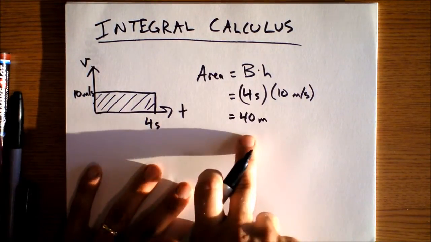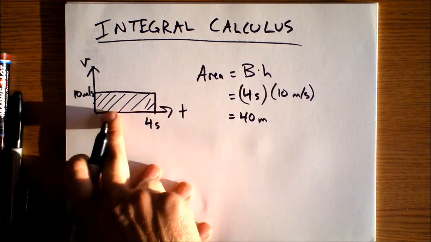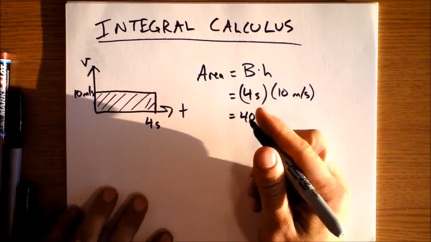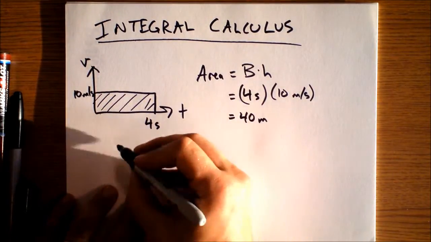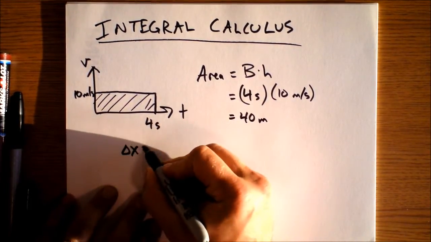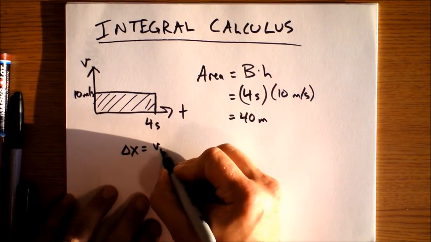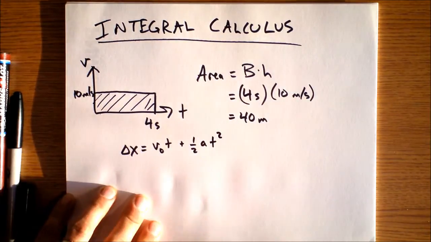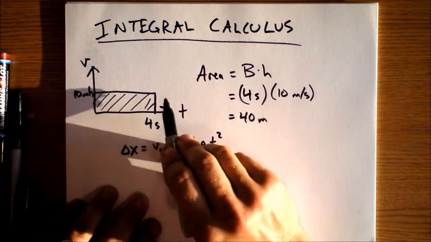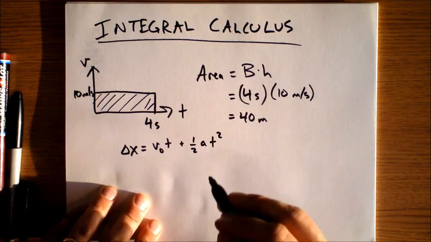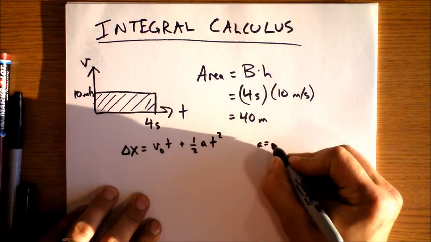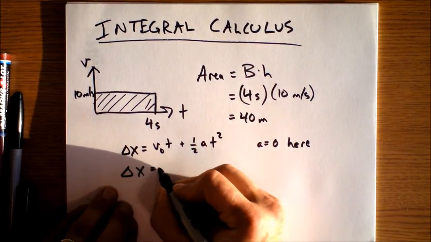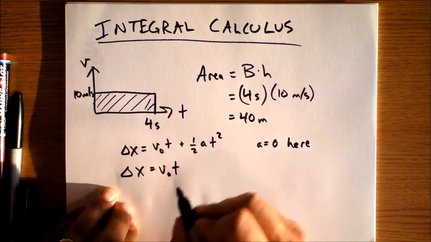I'm not sure if you believe me, though. This is a distance, and I'm telling you that that's how far the badger has gone. But maybe we could also look on the physics side of things. I know that delta x is initial velocity times time plus 1/2 acceleration times time squared. And because the velocity is constant, 10 meters per second, there's no acceleration. a equals 0 here.